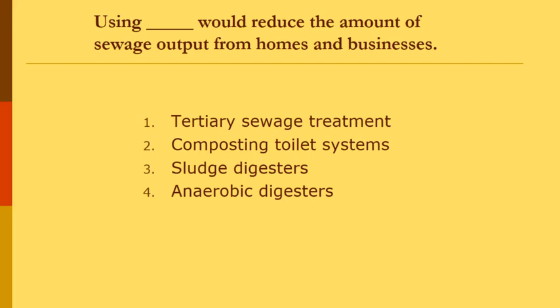Okay, so what would reduce the amount of sewage output from homes and businesses? Well, one of the big components is toilets. If you had a composting toilet system, which we can talk about in class if you do not know what that is, then you would actually reduce a lot of the sewage that is coming to the sewage treatment plants.